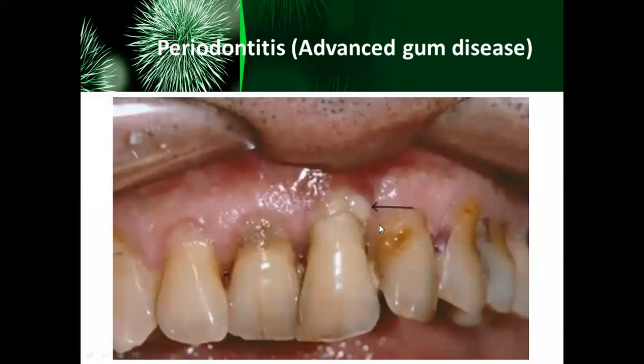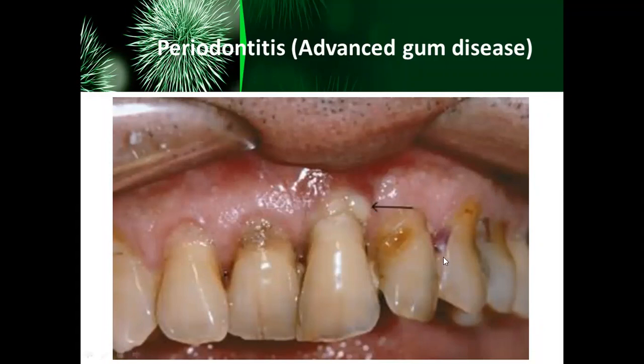Now you can still see the plaques, and the gums look like they have been inflamed, because you can see the color is even different, even the color of the teeth. And one very common thing that you'll see is that the teeth look longer, but it is not so. It's just because the gums have been eaten up, so you end up seeing a larger surface of the teeth than you normally would.